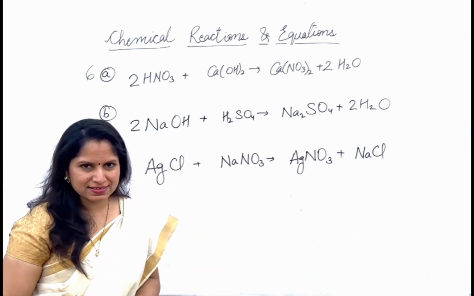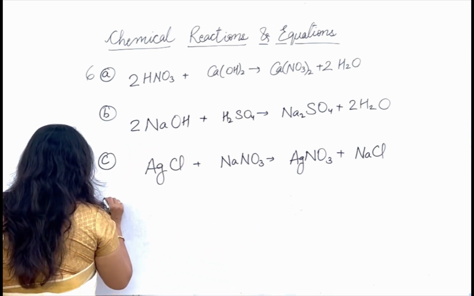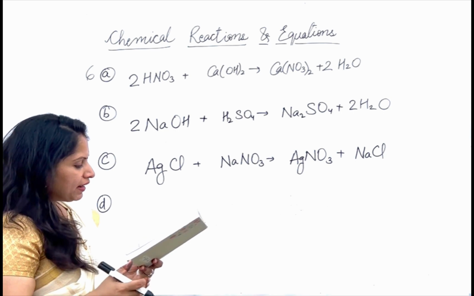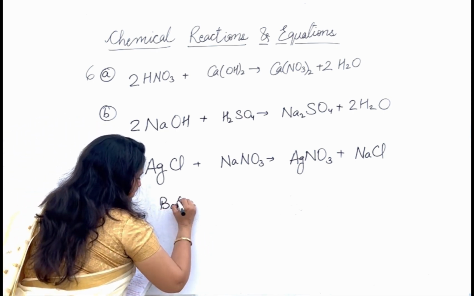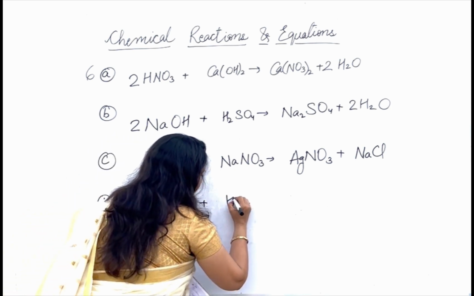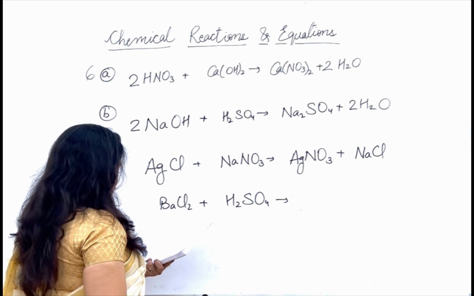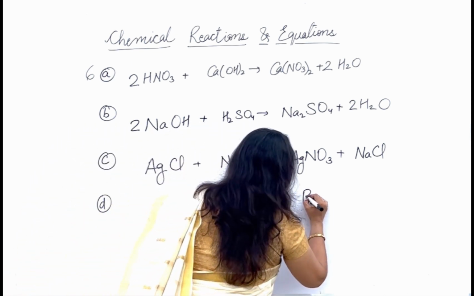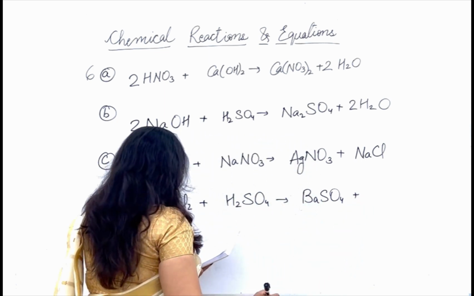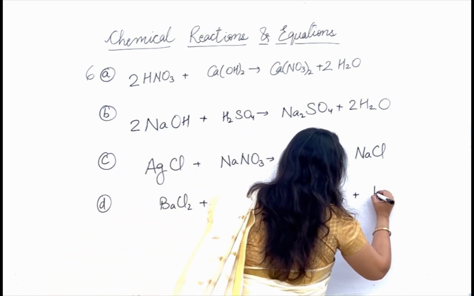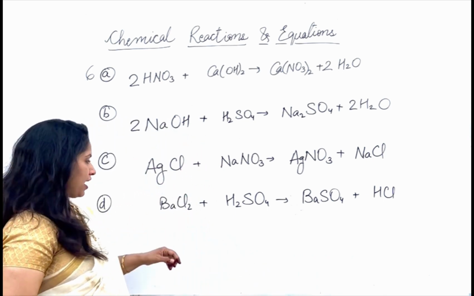It's already a balanced equation. Okay, so it's already balanced. Now coming to D part of the same question. Barium chloride combines with sulfuric acid. So BaCl2 combines with H2SO4 to form barium sulfate plus hydrochloric acid. Let's first balance it and then figure out the type of reaction.